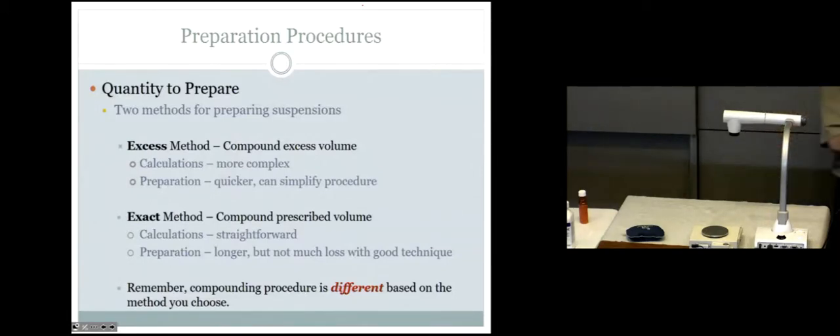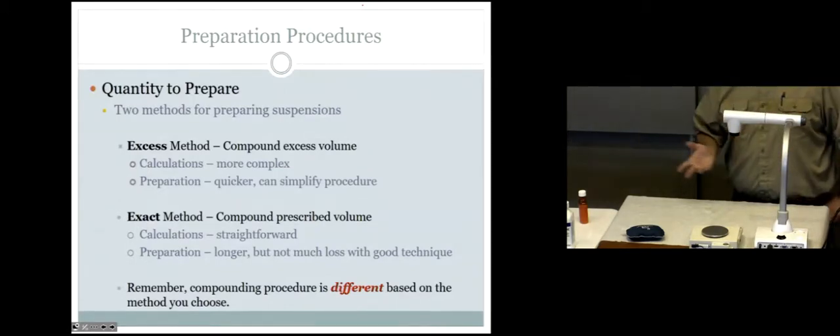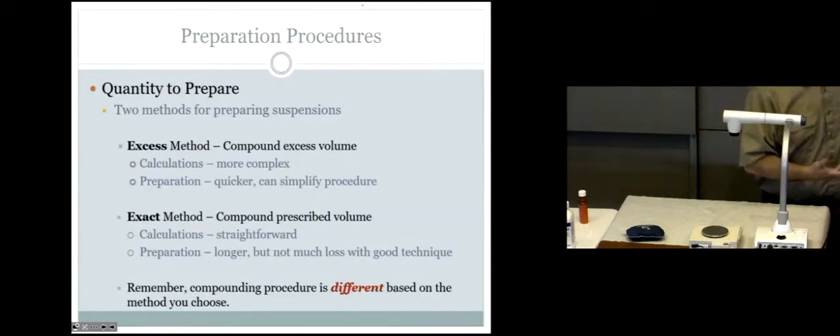You won't get credit for anything else. So just make sure you can do either one of these, all right? Why are there two methods? Well, the excess method is the one we're going to do up here with the dry lab, and that's me. And so what's a good word to describe me as a pharmacist? Lazy, okay? I'm lazy. I don't like to do a lot of work, okay?